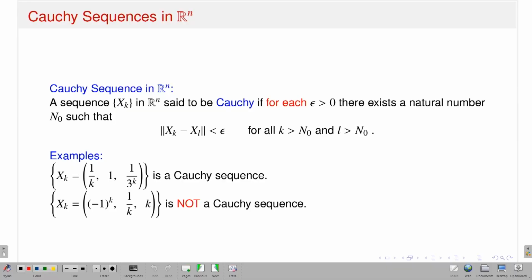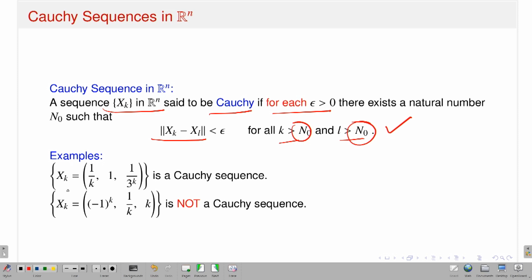What is the notion of Cauchy sequence in R^n? Similar sort of notions I can give. Instead of modulus, I am just replacing it by norm. Again, a sequence x_k in R^n is Cauchy if for each epsilon there exists a natural number n naught such that the norm of x_k minus x_l is less than epsilon for all k greater than n naught and l greater than n naught. Same thing, I am just replacing modulus by norm. If this is true, I will say that my sequence is a Cauchy sequence.